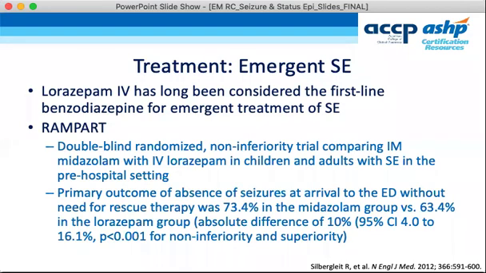This has thus changed our paradigm. If we have IV access, then certainly you can give lorazepam. However, if you don't have IV access, then we no longer have to worry about getting that. We can grab our dose of midazolam and give that intramuscularly, get that on board, and then try to get IV access. Certainly, this also depends on what is stocked in your ED and available preparations.